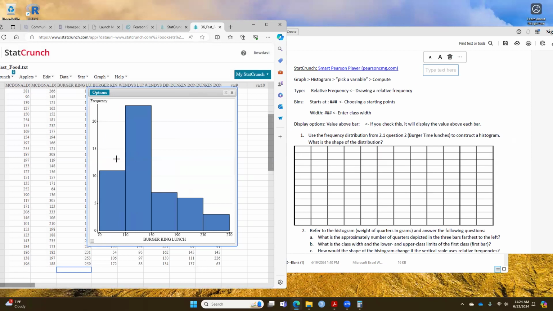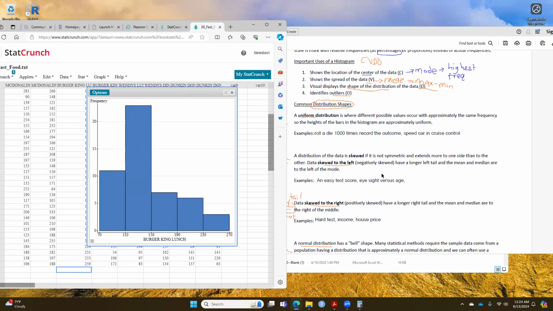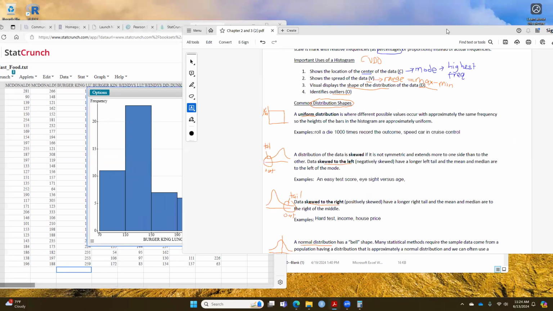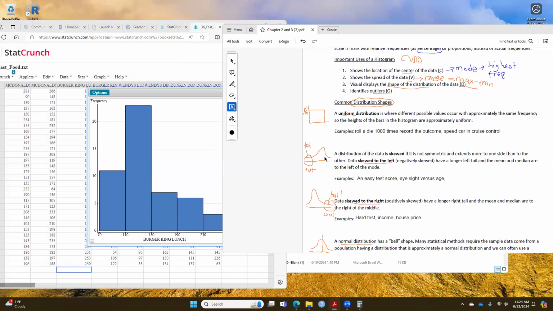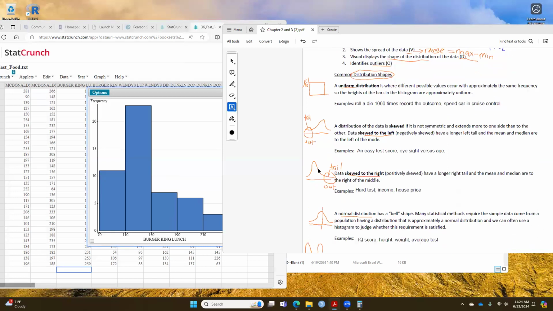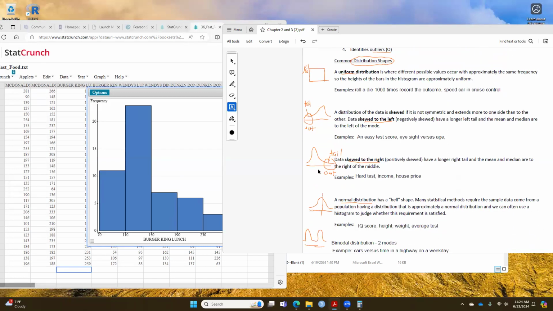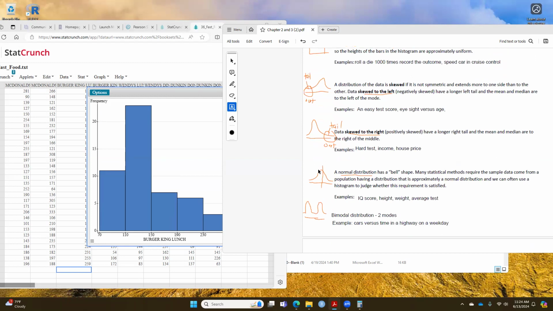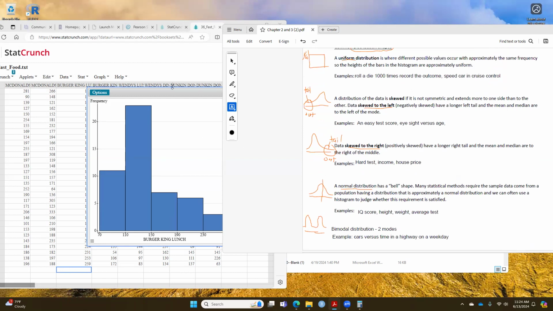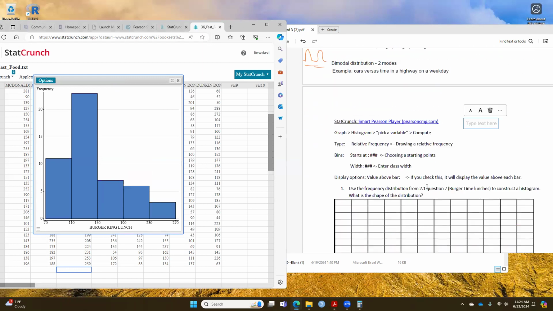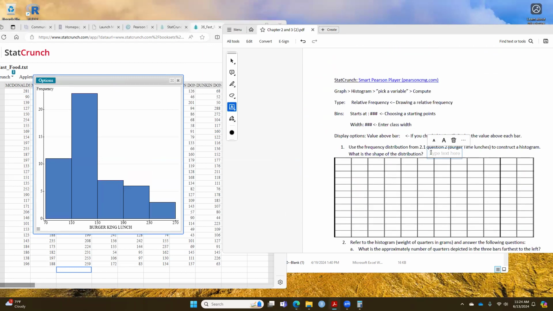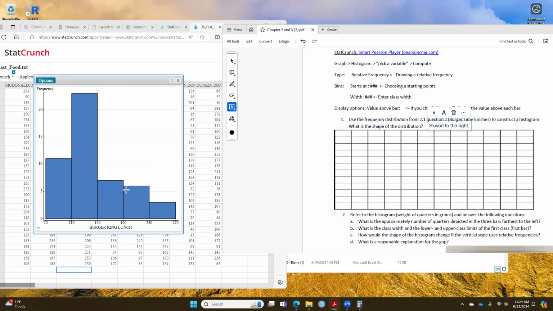But the question is asking, what shape is the distribution? Is this uniform? Is this skewed to the left? Is it skewed to the right? Is this a normal shape or is this bimodal? Anyone? Skewed to the right. This is skewed to the right. Yep. So again, this is skewed to the right. So this bar, just copy this and paste it over there.